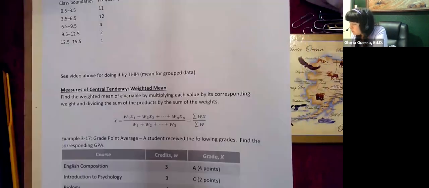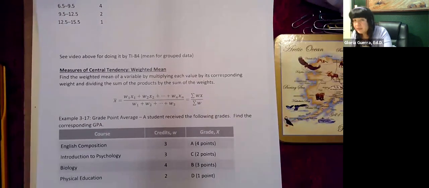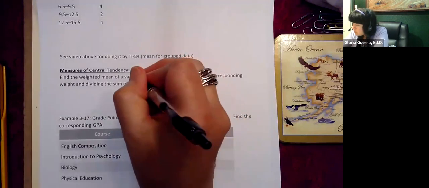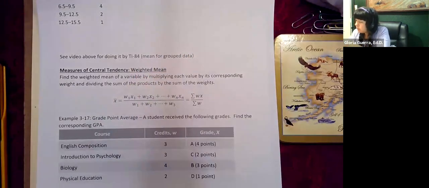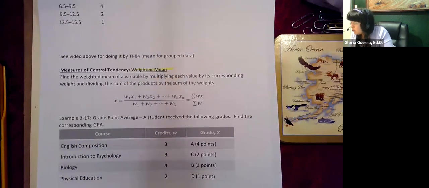Okay, here's something new down here. Measures of central tendency, a weighted mean. We haven't done a weighted mean yet. Find the weighted mean of a variable by multiplying each value by its corresponding weight and then dividing the sum of the products by the sum of the weights.